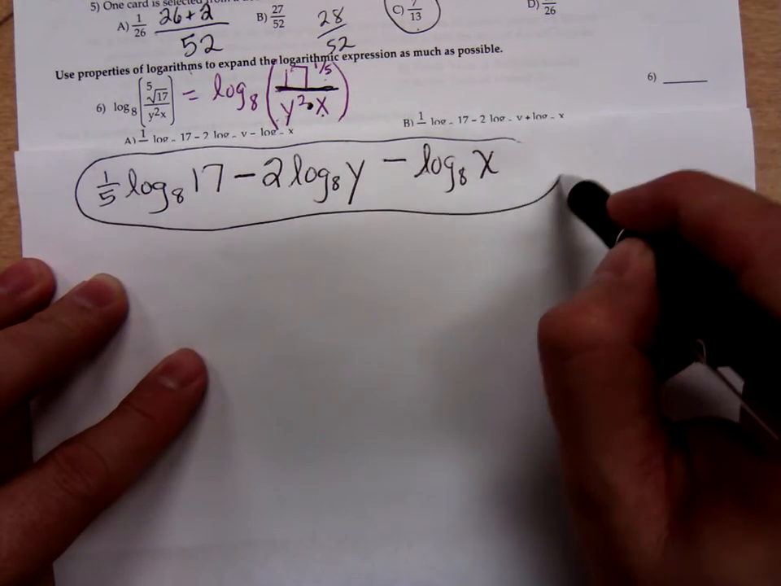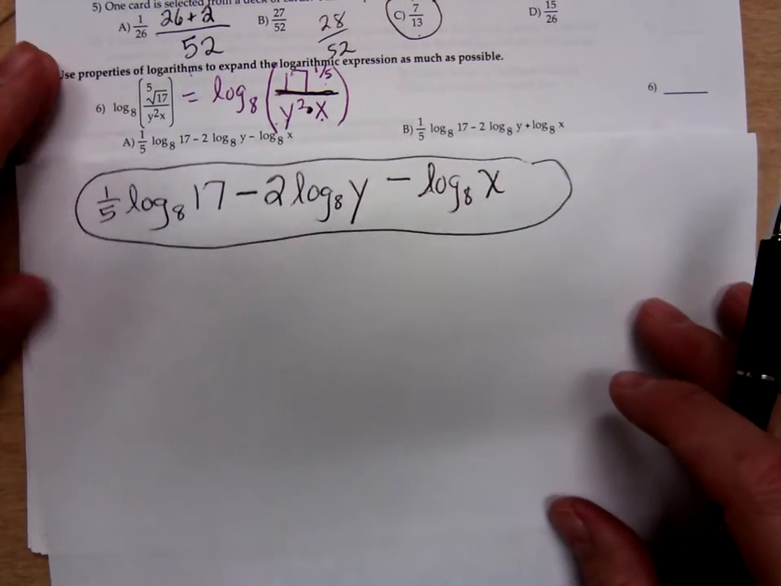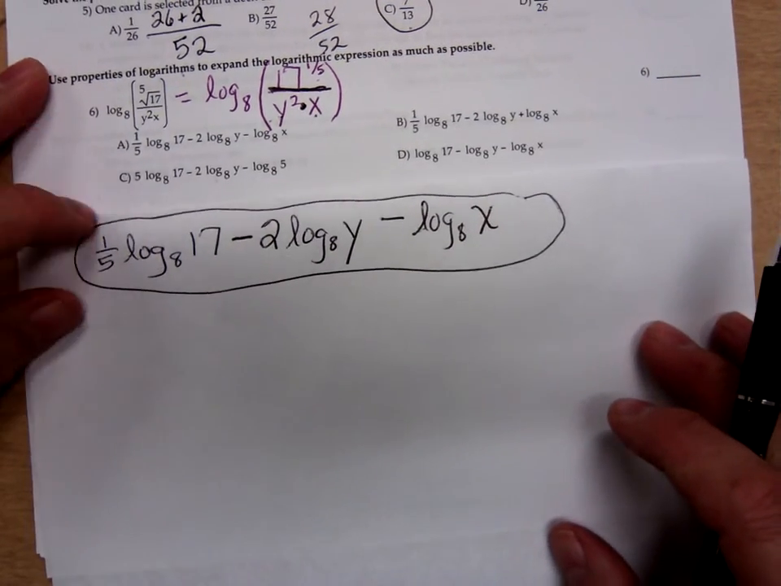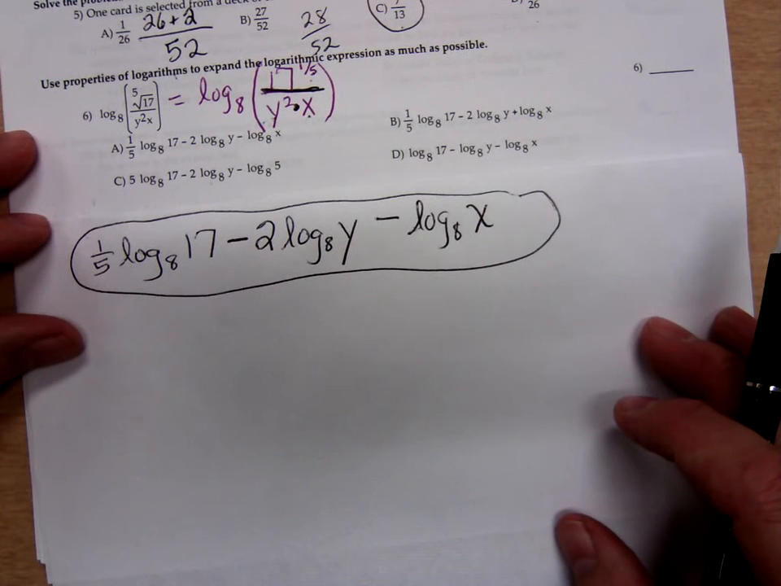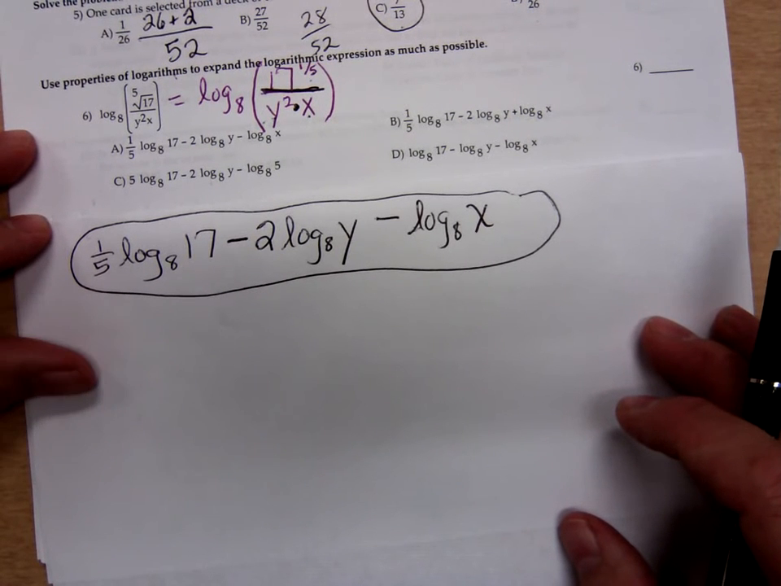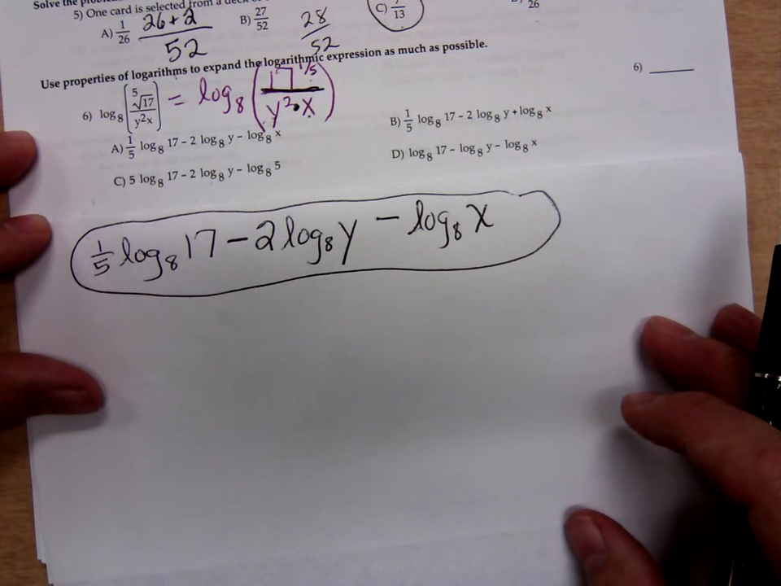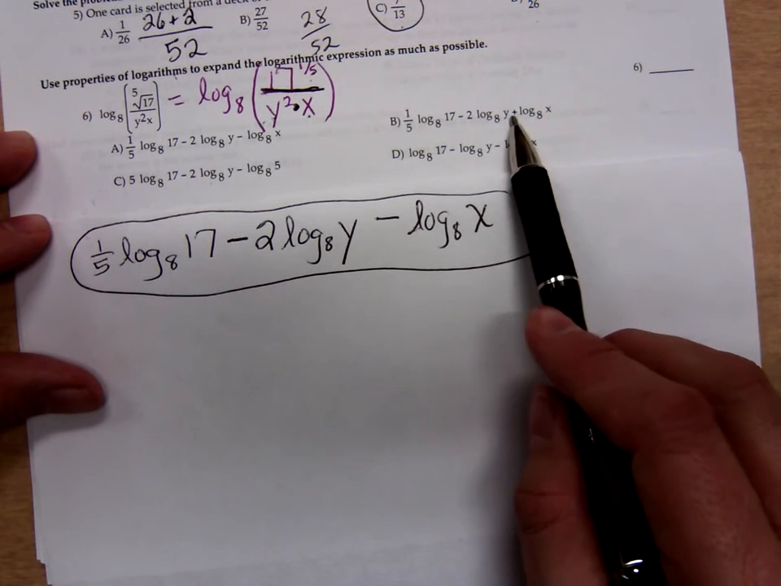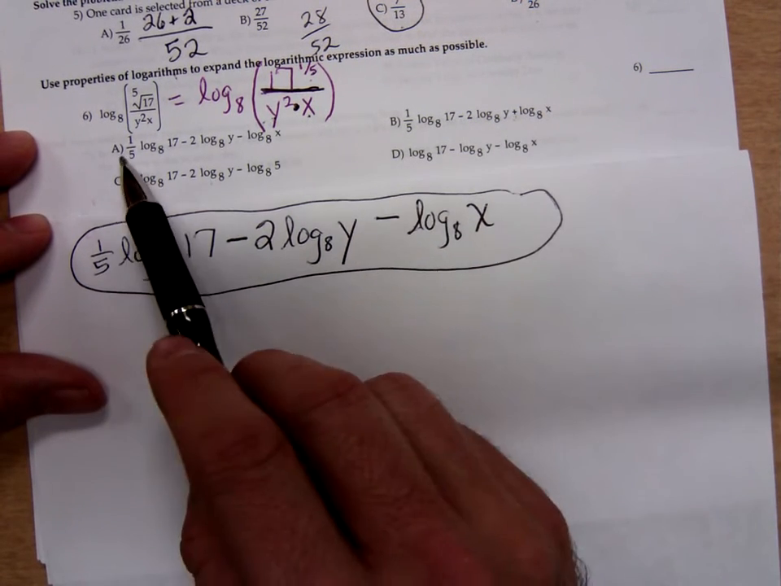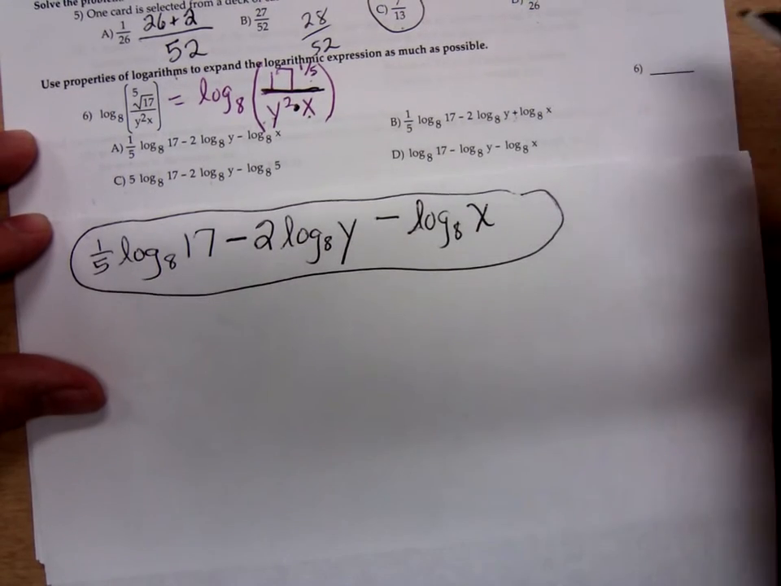So now we've got to look at these answer choices closely because they sure all start blending together. It looks like A and B look the same. How do they differ? Yeah, there's a plus there, and it should be a minus. So this one's A.